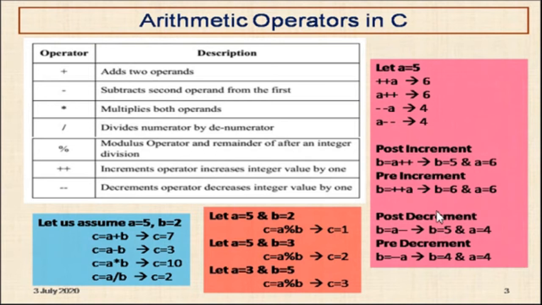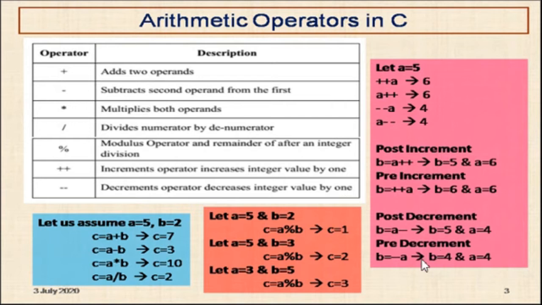Same thing happens in the post decrement and pre decrement. You see here, now you can say the answer. B is equal to A minus minus. So A is first posted or assigned to the variable B. That is why 5 is assigned to the variable B first. Then the decrement operation is done after the assignment operation. So A becomes 4.